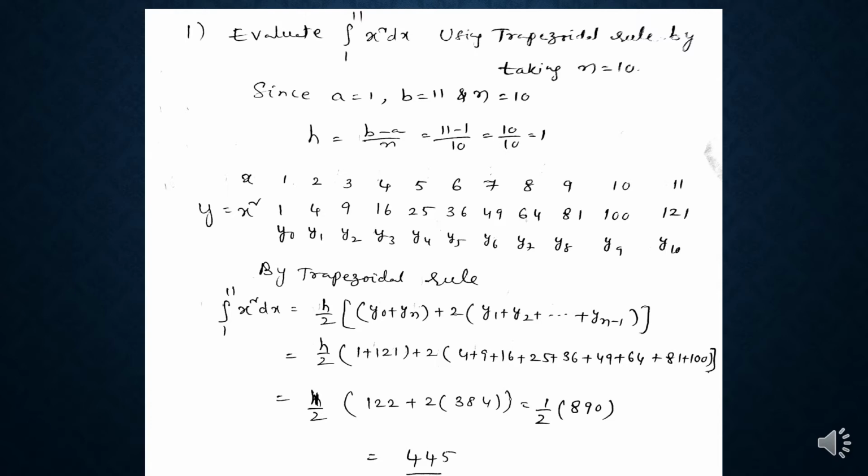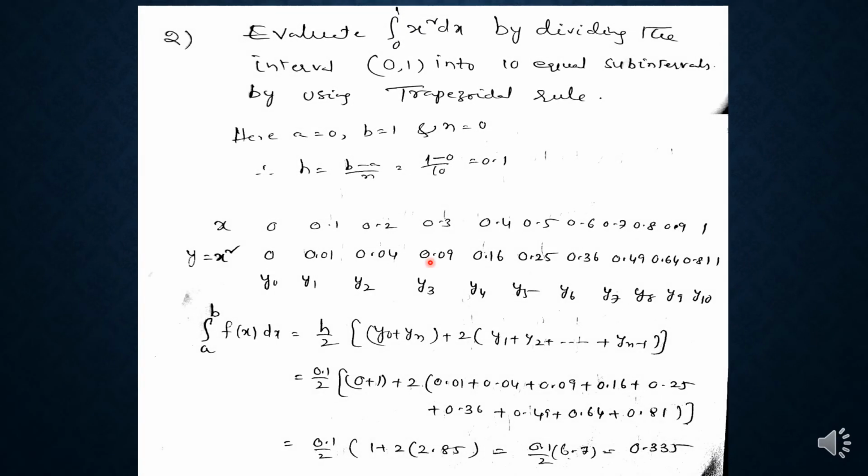Coming to the next problem. Evaluate integral 0 to 1 x square dx by dividing the interval 0, 1 into 10 equal subintervals. So we have given the interval as 0 to 1 and the integrand is x square, y is equal to x square, and we have to divide the interval into 10 equal subintervals.